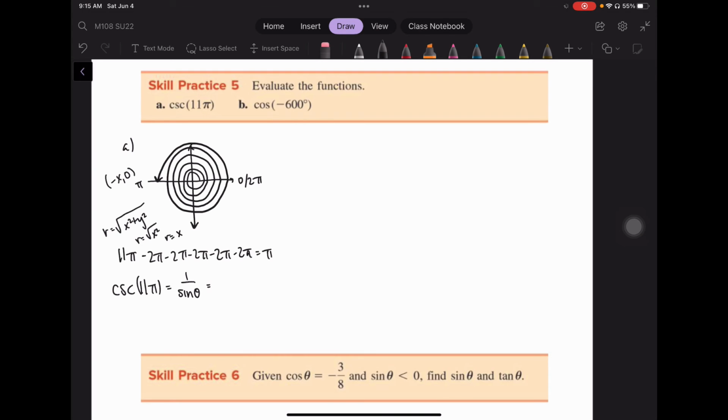And in this case, when we're talking about obtuse angles, we're going to be using the y over r for our definition rather than opposite and hypotenuse, because we're not talking about a right triangle. And so this is going to be 1 over y over r, or r over y. And so cosecant of 11 pi is equal to r, which is x, over y. And in this case, y is 0. So this is undefined.